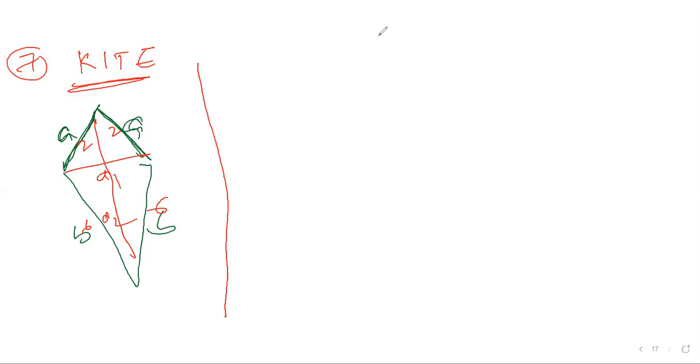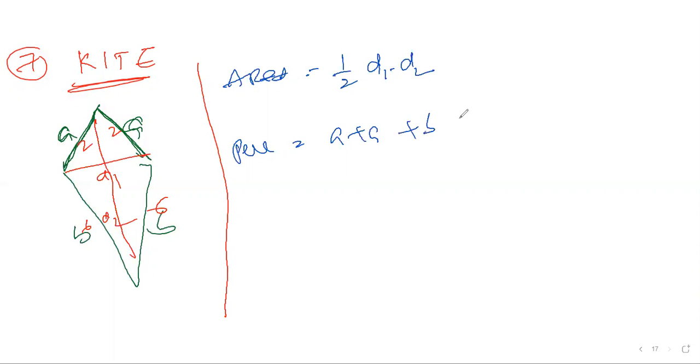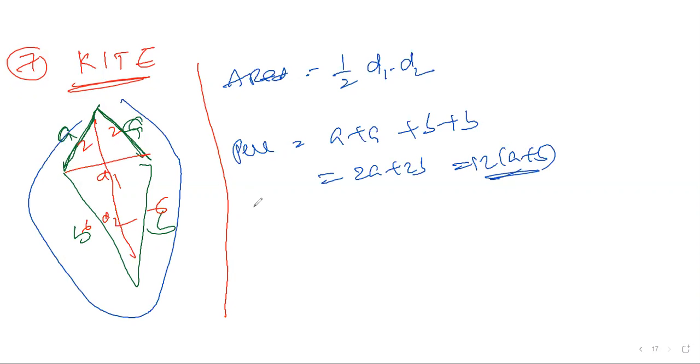What is the area of a kite? Area of a kite, same: half into D1 into D2. Its perimeter means A plus A and B plus B, nothing but 2A plus 2B. You can take 2 times of A plus B. Don't learn the formulas by heart. You have to understand; like this you think and you can write.